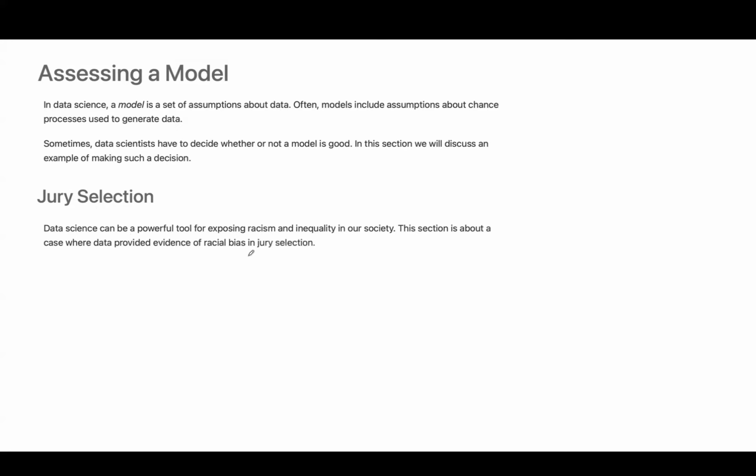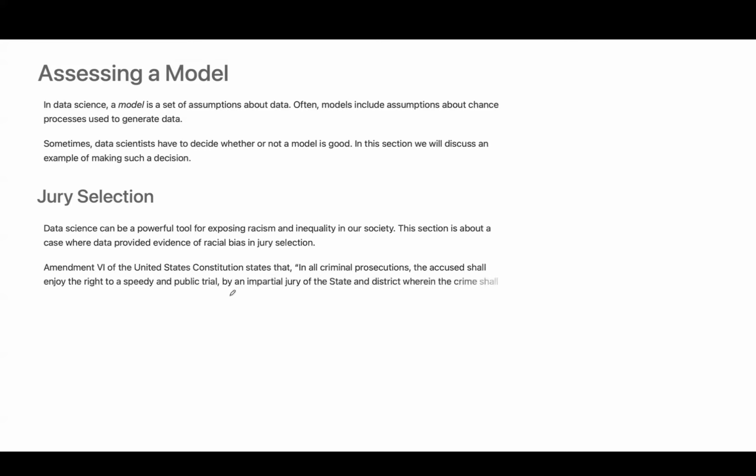Our topic of focus is jury selection. Data science can be a powerful tool for exposing racism and inequality in our society. This section is about a case where data provided evidence of racial bias in jury selection. Amendment 6 of the United States Constitution states that in all criminal prosecutions, the accused shall enjoy the right to a speedy and public trial and an impartial jury.